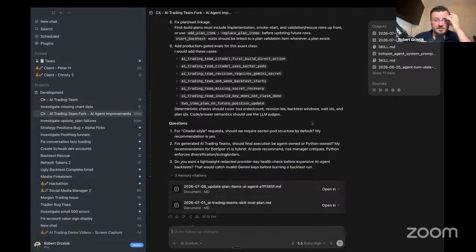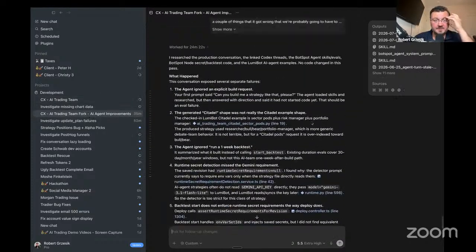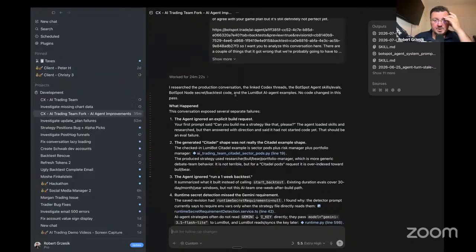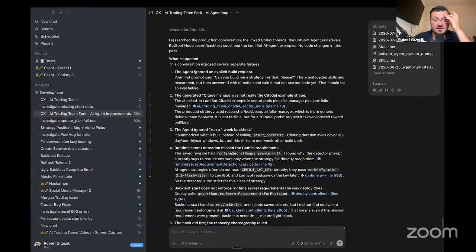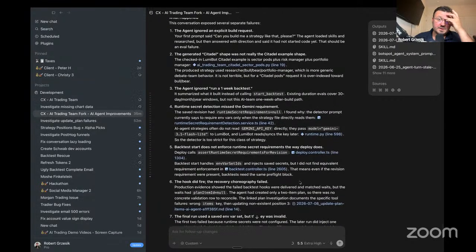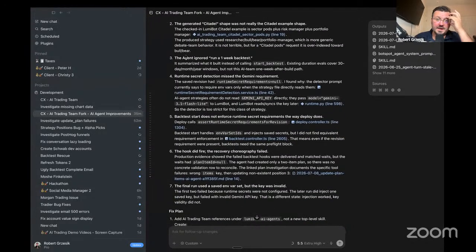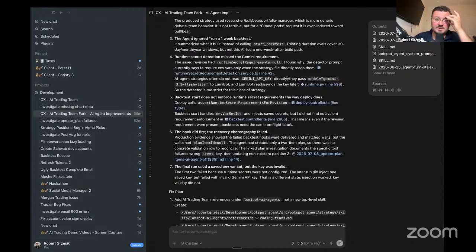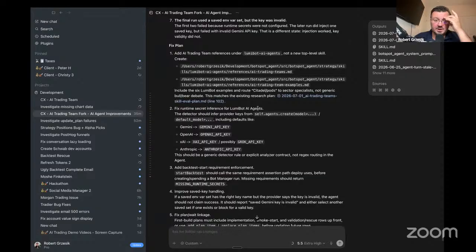And the AI agent improvements, let's see. Research the production conversation, then Codex threads. What happened? The conversation exposed several separate failures. Agent ignored an explicit build request. The generated Citadel shape was not really a Citadel example shape. Agent ignored a run 1 year backtest. Runtime secret detection. Okay, so there's a bunch of stuff that we actually got to get into here.